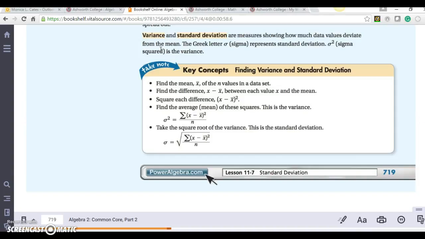The Greek letter sigma represents standard deviation, and sigma squared is the variance. In order to find the variance, first we need to find the mean of the n values in the data set. The difference, x minus the mean, between the value x and the mean. Then we square each difference. And then you find the average, that's the variance. If you take the square root of the variance, that's the standard deviation.